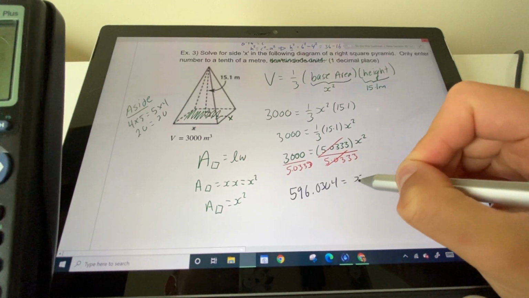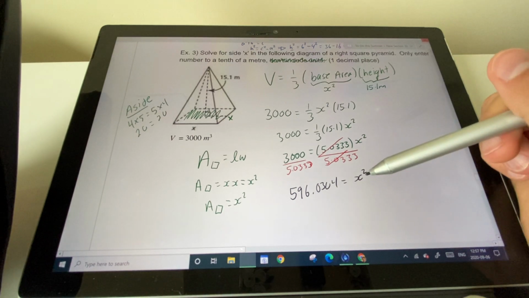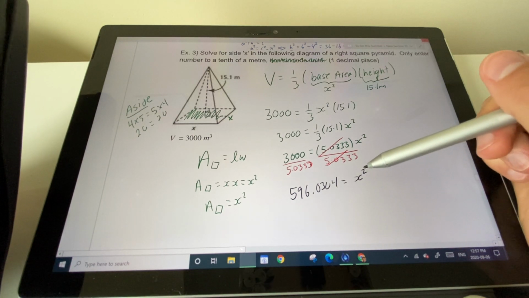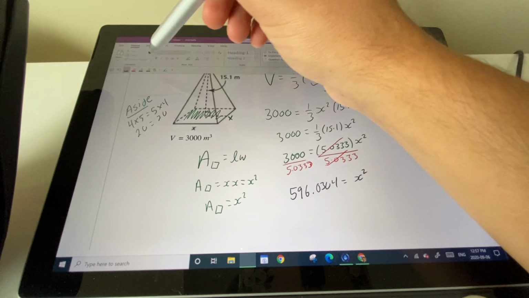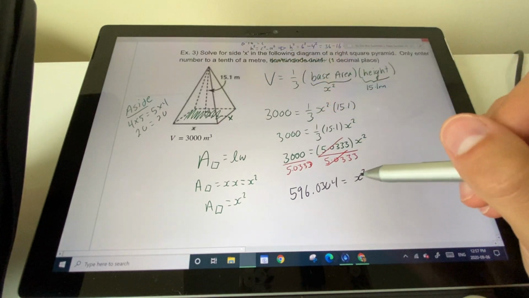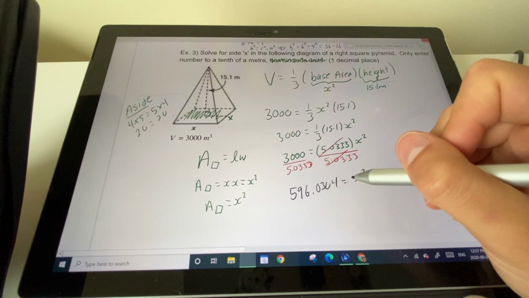596.0304 equals x squared. We're not done. We have not solved for x yet. It's still being squared. How do you get rid of a square value? Well, the way you get rid of a square value is square rooting.